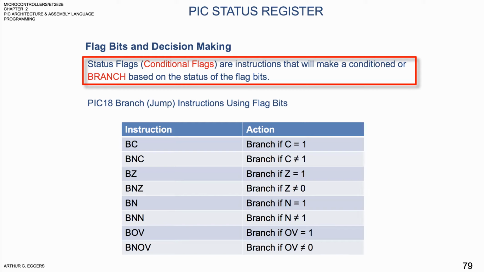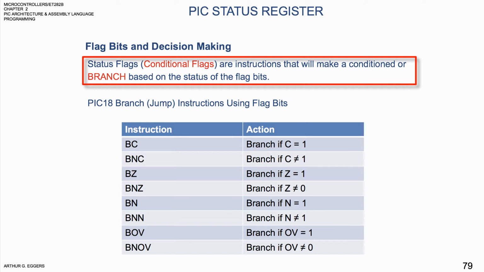Okay, a little more on bit flags, flag bits and decision making. Because status flags are also called conditional flags, there are instructions that will make a conditional jump or a branch based on the status of the flag.